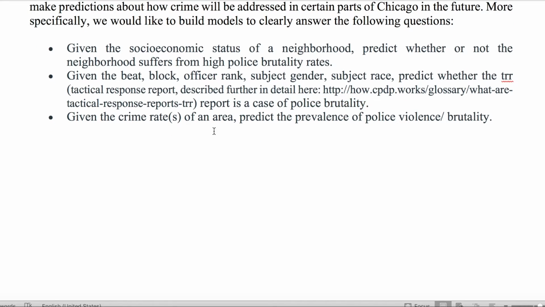And then finally, we're interested in tying the crime rates in a predictive model to the actual brutality that we observed. And this goes hand in hand a little bit with the socioeconomic status, but we were interested in breaking this down and seeing if we could notice differences here.